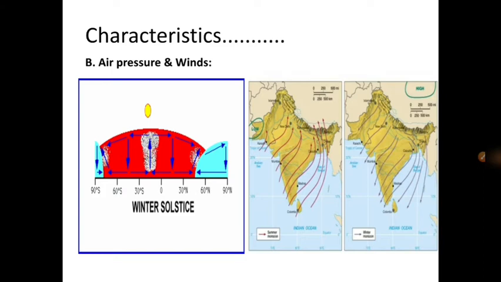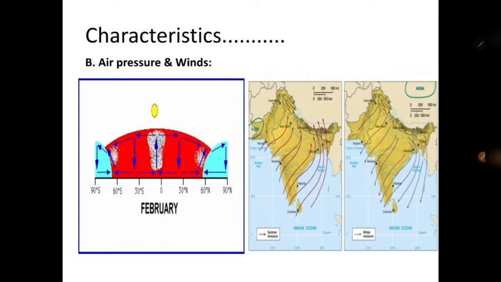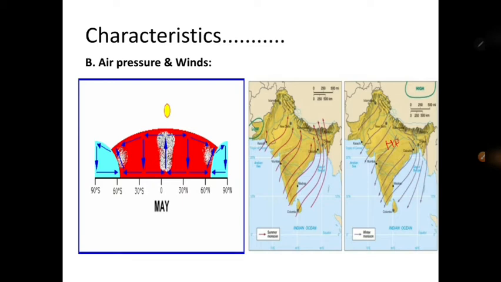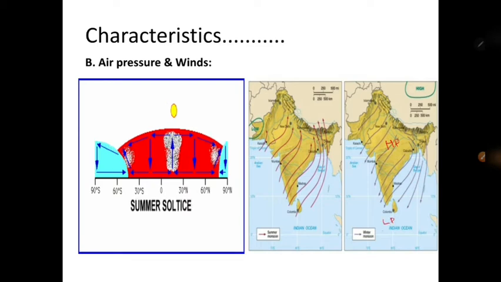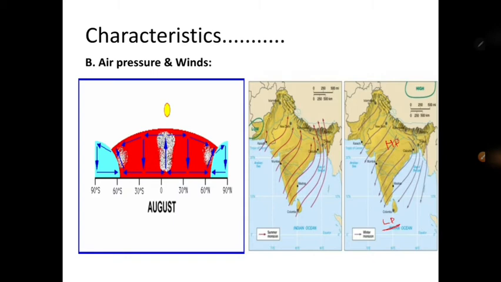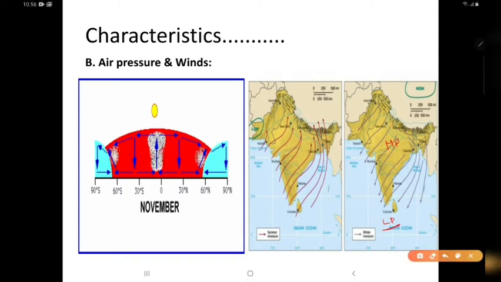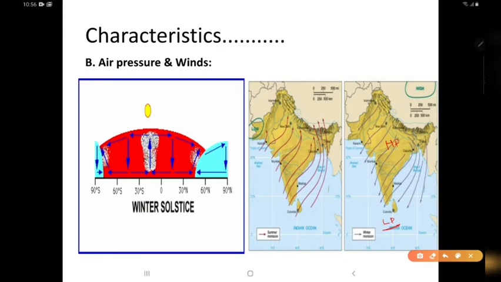You can see in the winter season, a high pressure area is created on the landmass, whereas in the oceanic area there is low pressure. So, what happens? The air or the wind moves from the landmass to the ocean.